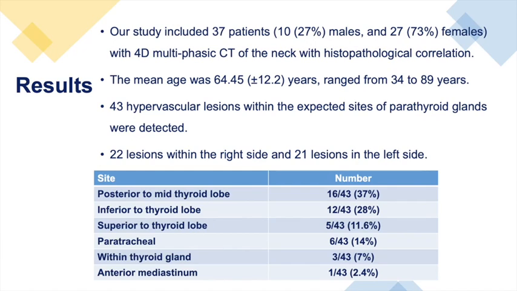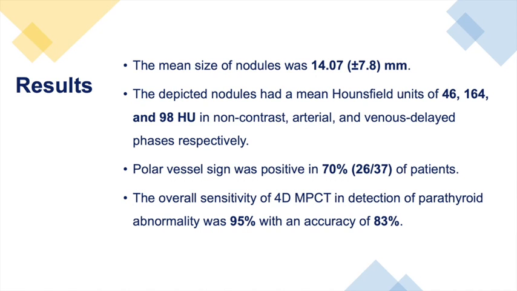Our study included 37 patients, 10 males and 27 females. The mean age was 64 years and the age ranged from 34 to 89 years. We found 43 hypervascular lesions, 22 on the right side and 21 within the left side. The mean size of the nodule was 14 millimeters.